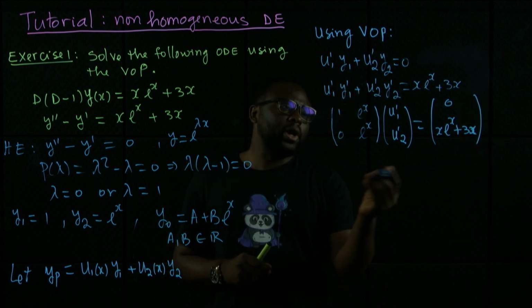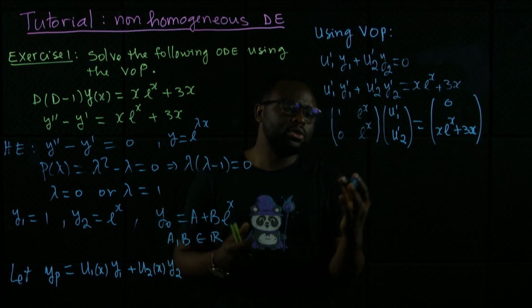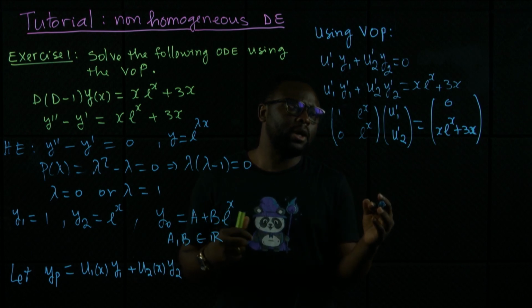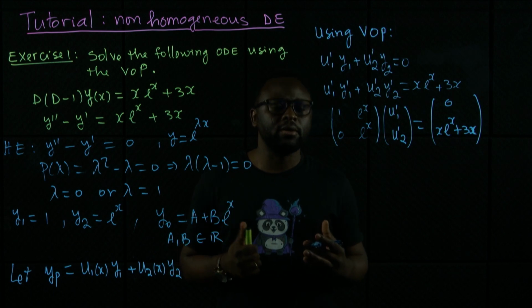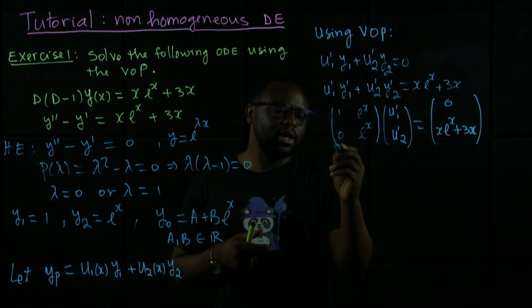Right, we have different approaches here. You can use Cramer's rule, or we can just find the determinants and multiply, as I explained in the previous video. But I can see that with this 0 here, it makes things very easy.